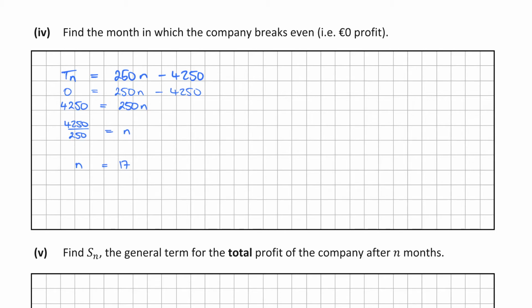So 17 months in. 12 months in will obviously be December because we started in January. So 12 months in will be December. So 13 months in will be January. 14 months in will be February. 15 months in will be March. 16 months in will be April. So 17 months in will be May. So my answer there will be May.